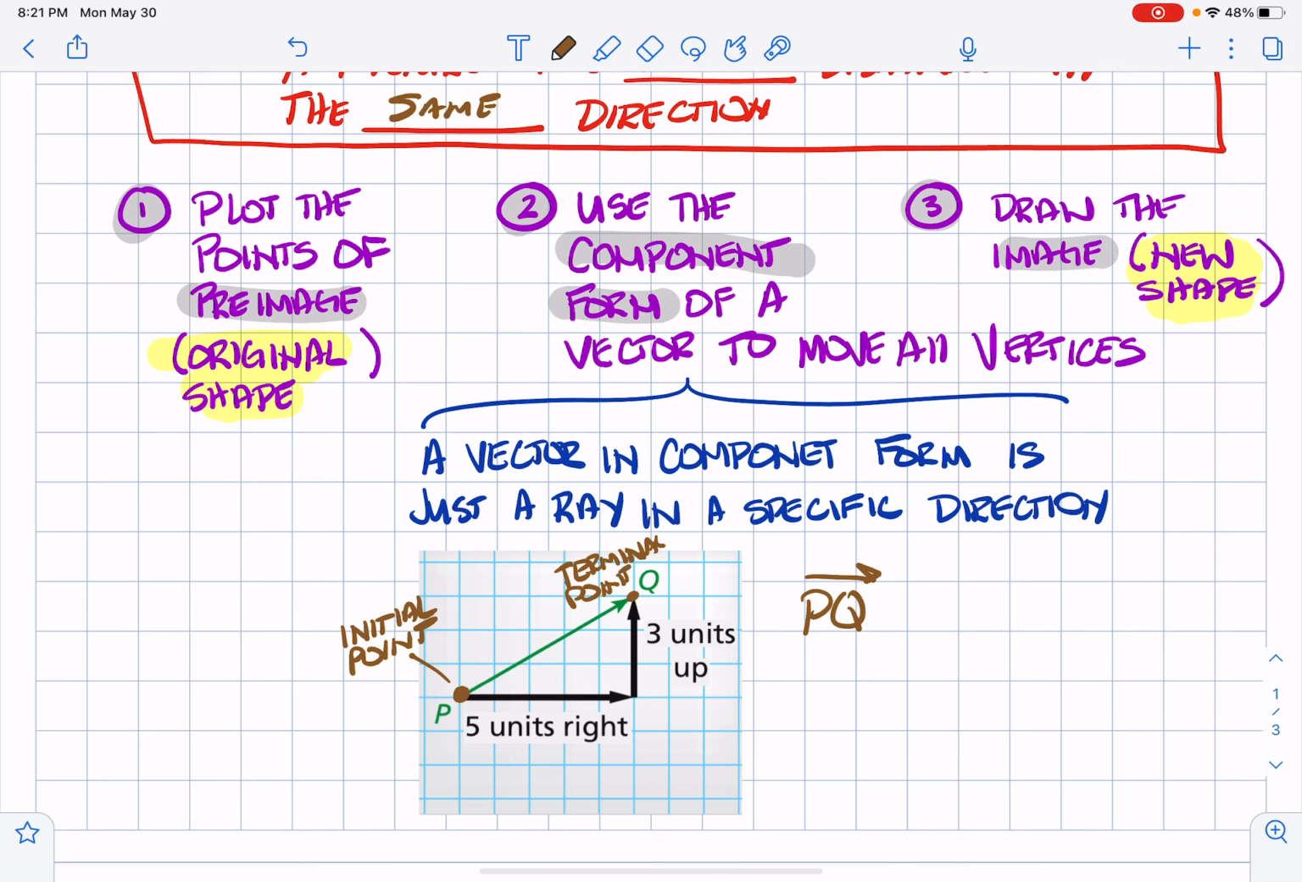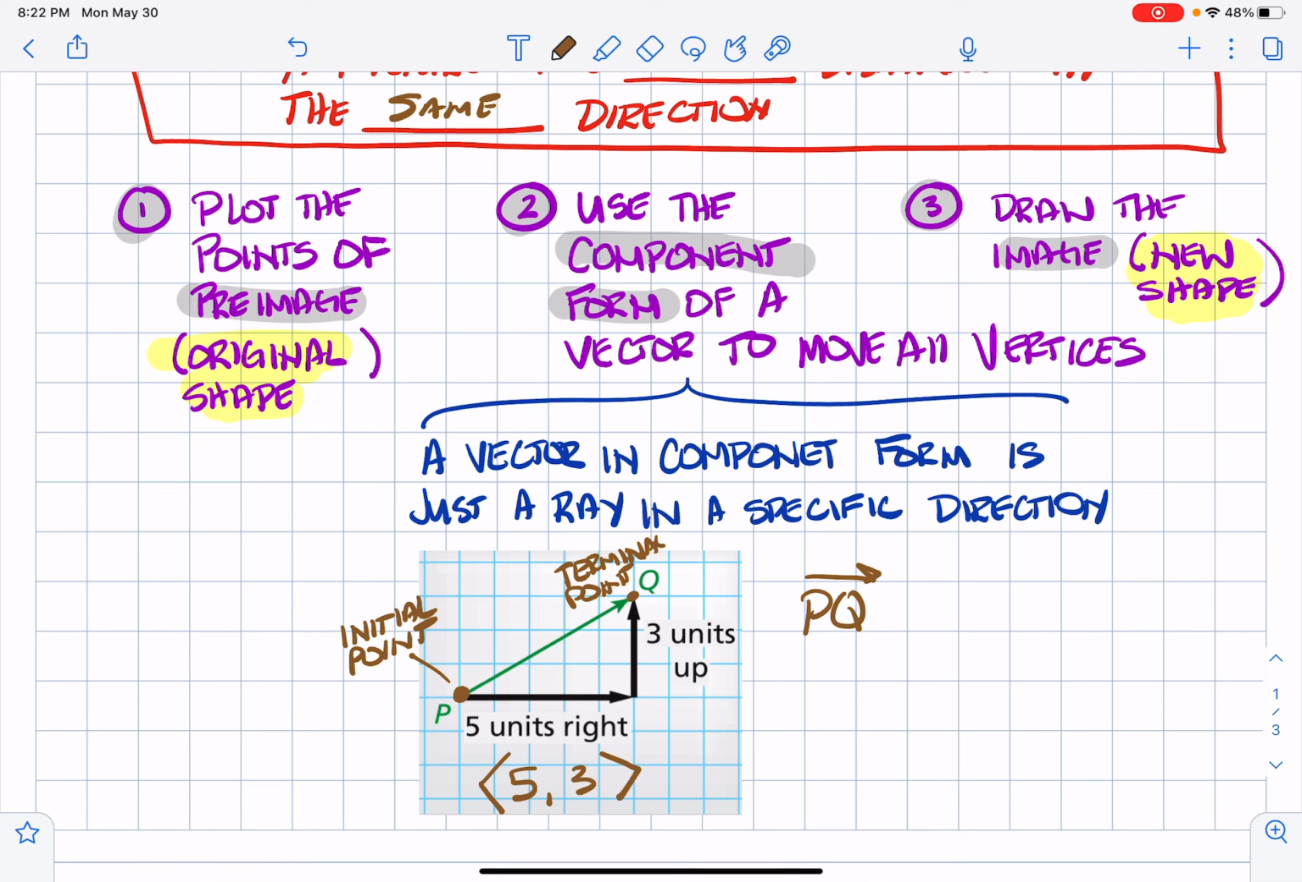Okay, so why are these things important? These things are important because it tells you where to start and where to stop. The other important thing about a vector is the components. So the components of this would be written like this: 5, 3 with these little arrows.